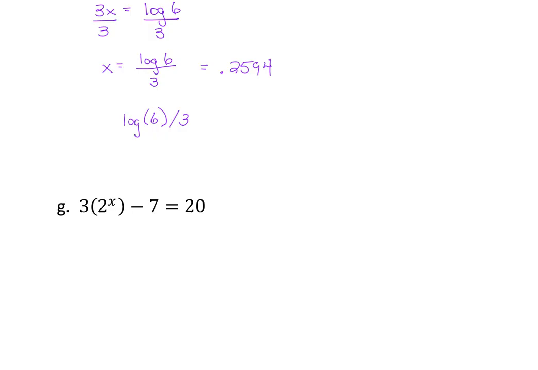Okay, for this last one, we are going to start. So I'm going to go ahead and add 7 to both sides. We get 27. I want to divide by 3. We get 2 to the x is equal to 9.